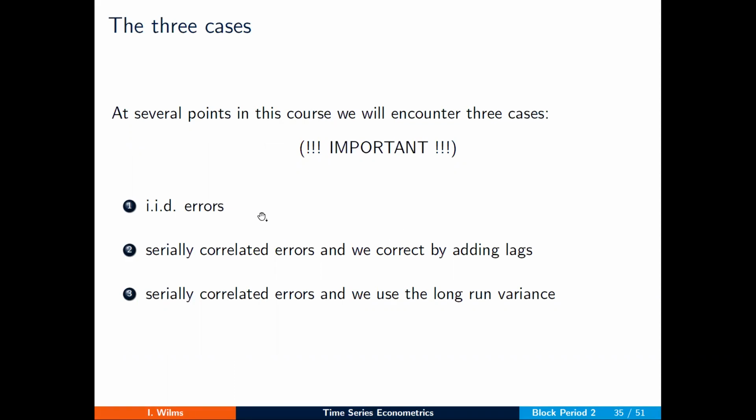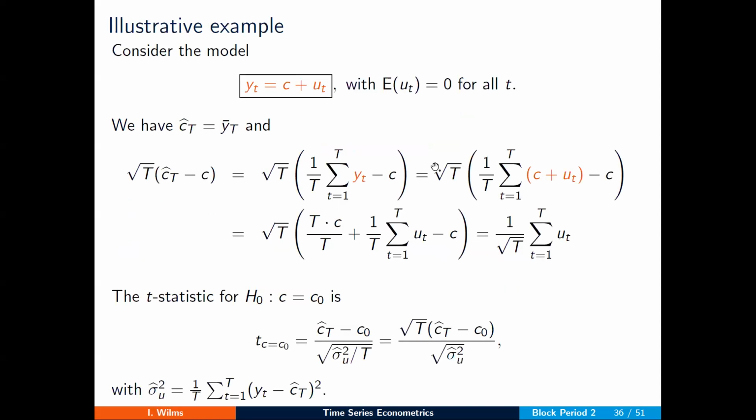Our first case will always be the most simple setting with IID errors. Then we will allow the error terms to be serially correlated. And there are 2 ways that we will correct for these dynamics: either by adding lags to the model or by using the so-called long-run variance. And we will look at each of these cases now in detail for a very simple model.